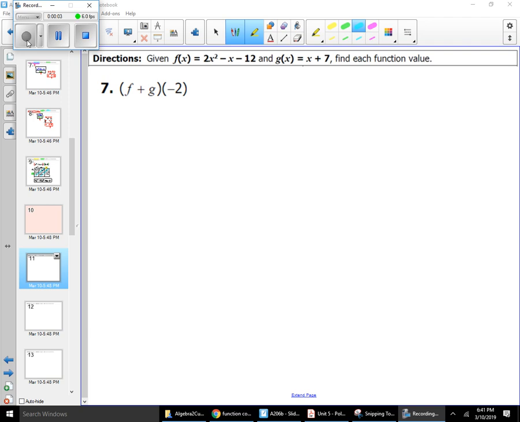So at first glance, it doesn't look like number 7 is all that different from number 6 before it. Note that I still have a function f. My f has changed from the last couple examples. And I still have a function g, which has also changed. All I'm doing with these functions is adding them together, but oh, this is different. Now I have an actual value that I'm substituting into those functions.